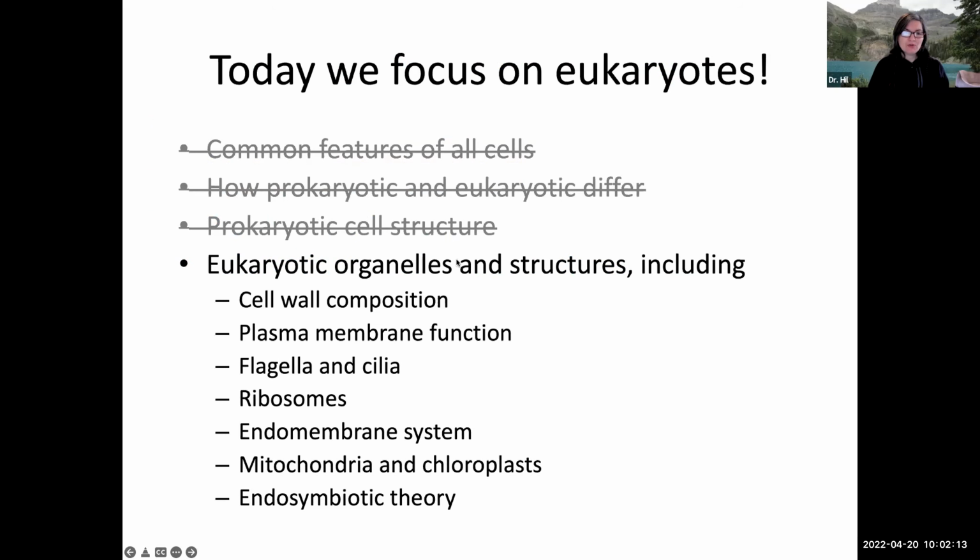Sort of an overview of where we're going. We're going to talk about cell walls today, plasma membranes, and flagella and cilia, ribosomes. A lot of this we've discussed already for the prokaryotes, so we're going to focus on the similarities and differences with prokaryotes. The endomembrane system, mitochondria and chloroplasts, which are uniquely eukaryotic, and then endosymbiotic theory, which nicely wraps it up and kind of talks about the possible evolutionary relationship between these two major cell types.